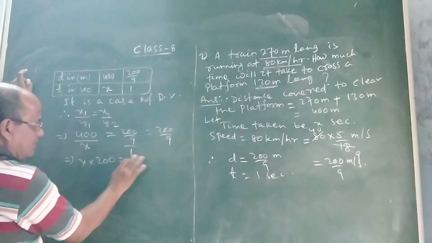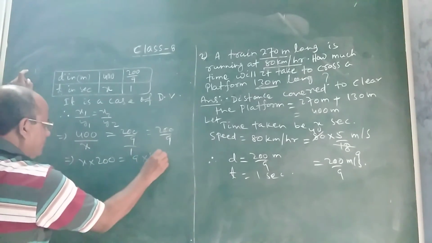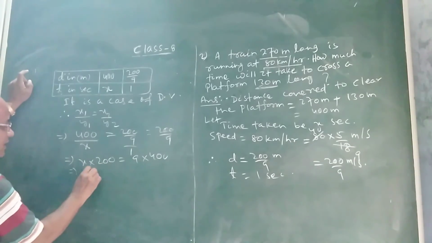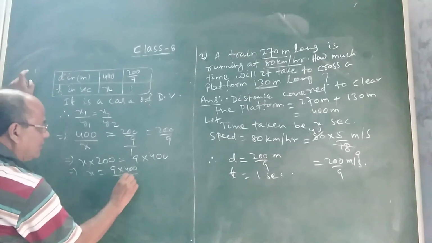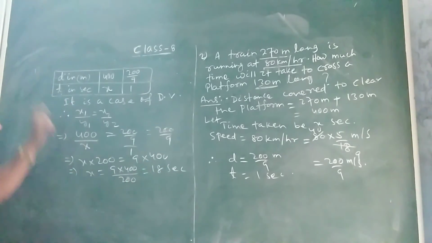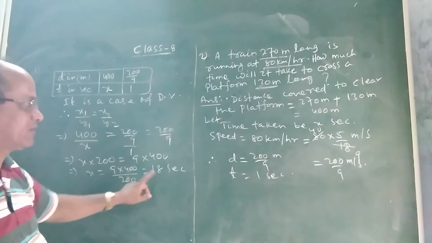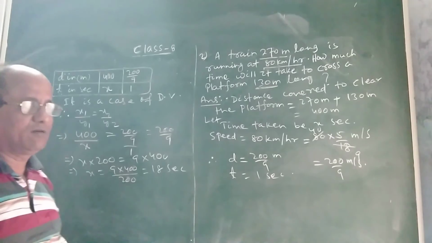You know the simplification process. You simplify. x into 200 equal to 9 into 400. So x will be 9 into 400 by 200, and it will be equal to 18 seconds. You see, x equal to 18 means 18 seconds. So that means the train will take 18 seconds to cross the platform.